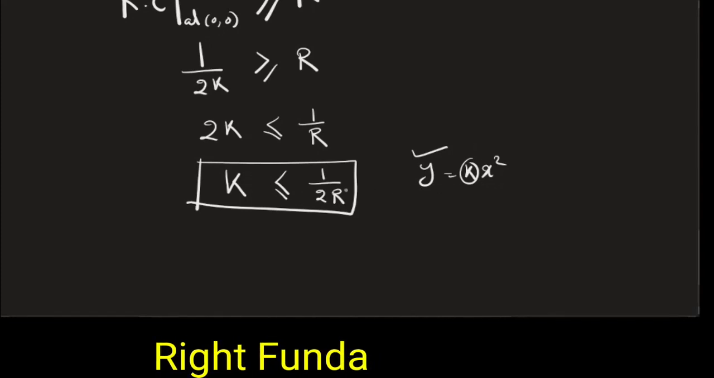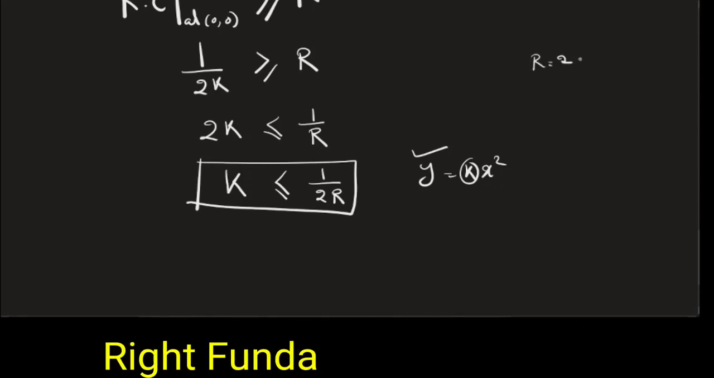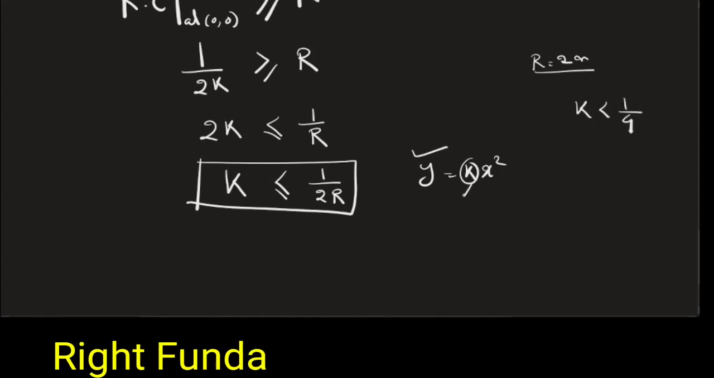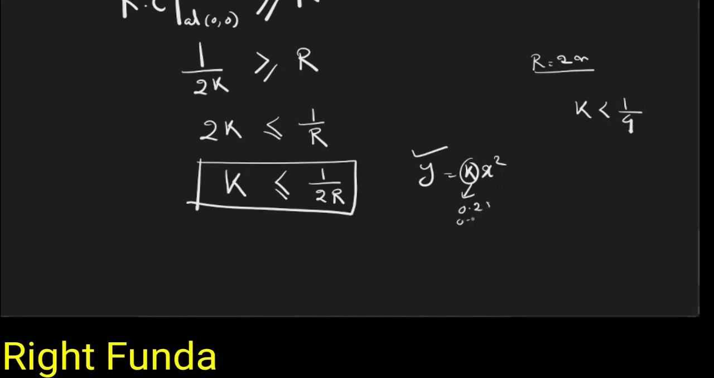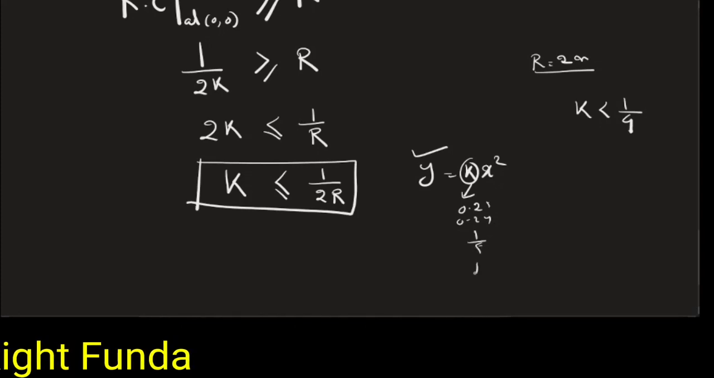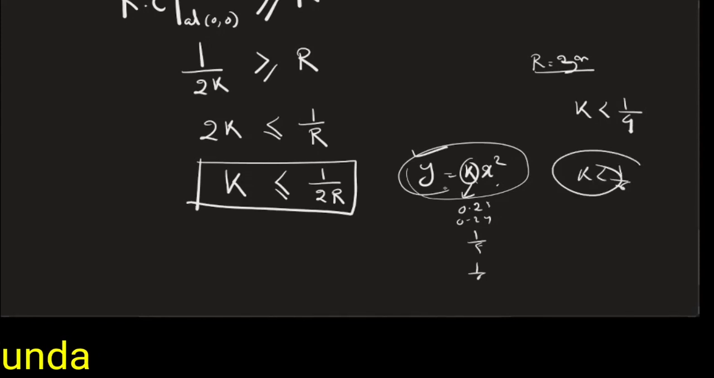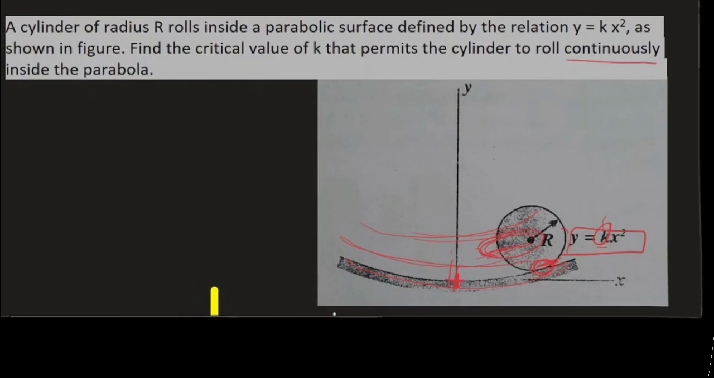For example, suppose the radius is equal to 2 meter, then k should be less than 1 by 4. It can be anything less than 1 by 4, like 1 by 5, 1 by 6, any value possible. For more than 1 by 4, continuous pure rolling is not possible. If the radius is 3, then k should be less than or equal to 1 by 6. The question was asking for what value of k the cylinder will be continuously rolling on the surface, and we got the condition.